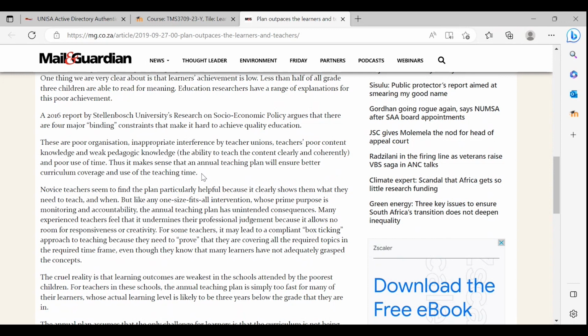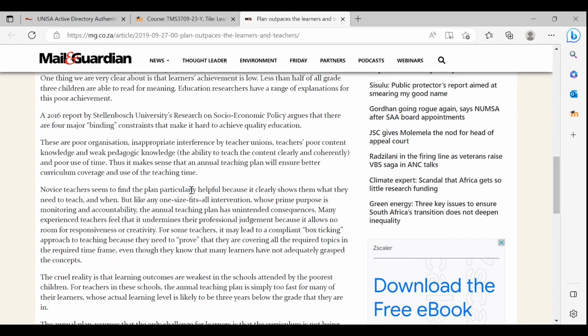Before I forget, I just want to tell you that sometimes the textbook is not in the same order as the teaching plan, so you need to be aware of that, right? Compare the textbook that you use to the annual teaching plan and see what pages from the textbook you can use according to the teaching plan. So they said that novice teachers find the plan helpful because it shows them where they need to teach.